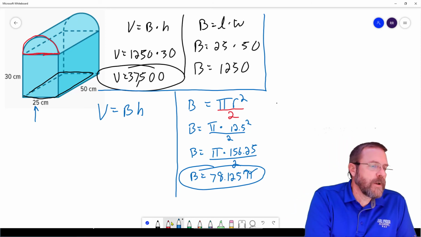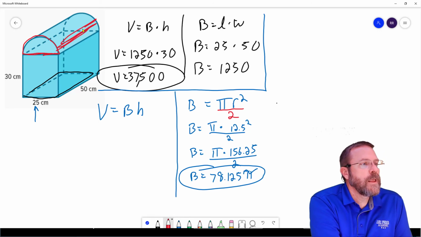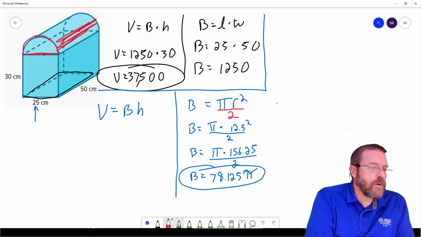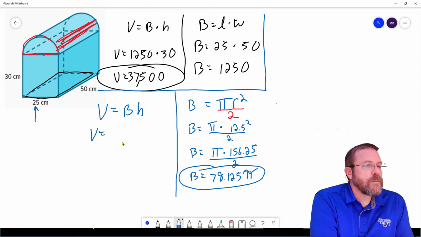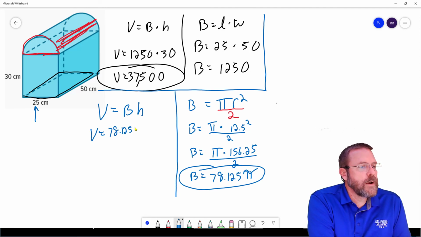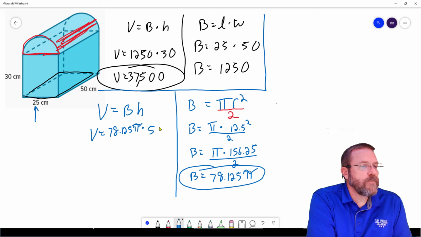Now I've got to multiply that times the height of the cylinder. And this distance right here, that is the height of the cylinder, folks. So I'm going to come back over here and plug it in. Volume is equal to my base area of 78.125 pi times the height, which is this distance here, which is going to be 50.